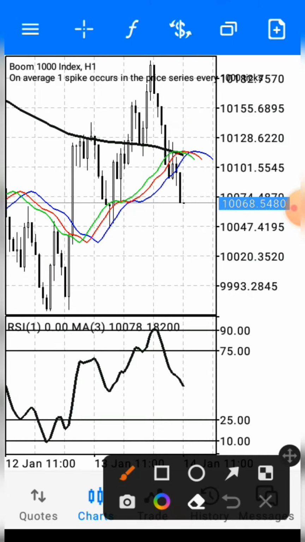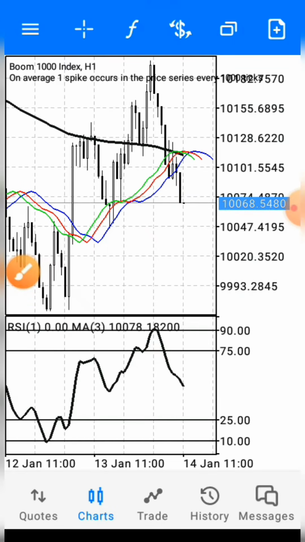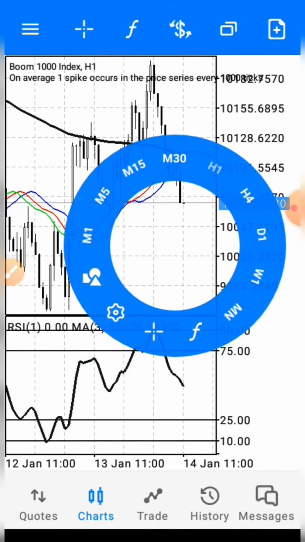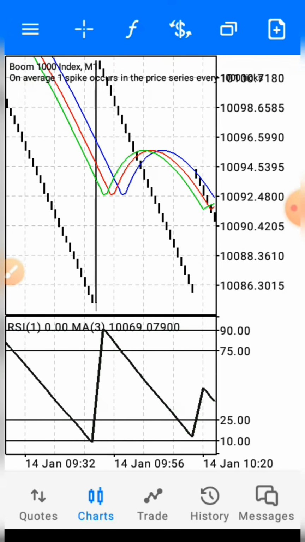You can see that price has broken through this 200 moving average with a very strong candle. So the next thing now, you should know that this is a very good opportunity for you. Okay, then you go to your 1 minute time frame.